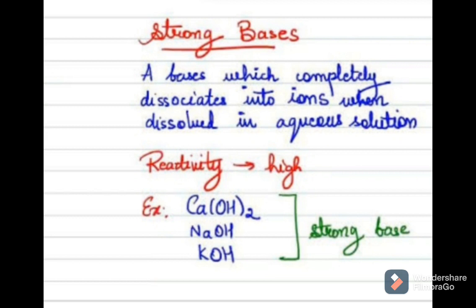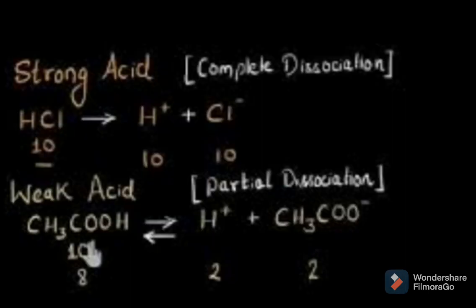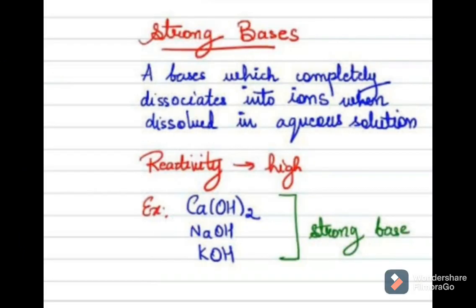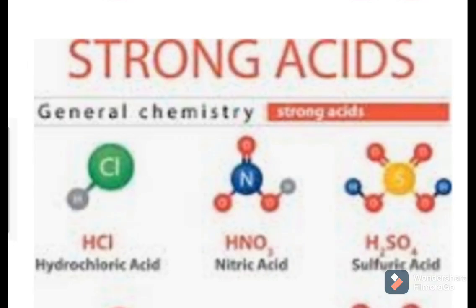When we are talking about bases, the bases which undergo complete ionization when dissolved in water and form OH minus ions are called strong bases. And if they are not completely ionized in water, then they are called weak bases. So there are two types of acids, strong acids and weak acids, and for bases, strong bases and weak bases. As the word indicates, strong acids are highly corrosive, highly concentrated.